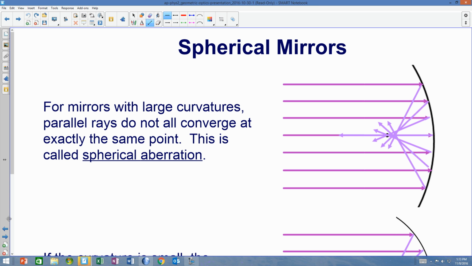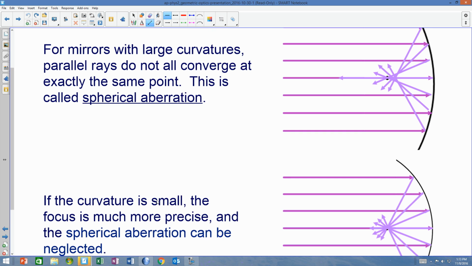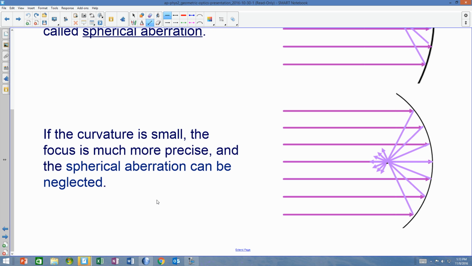For mirrors with large curvatures, parallel rays do not always converge at the exact same point. We call this a spherical aberration, as you can see here. If the curvature is small, the focus is much more precise, and the spherical aberration can be neglected. So you can see there's a slight aberration here, but we've been able to eliminate it by making the curvature smaller.